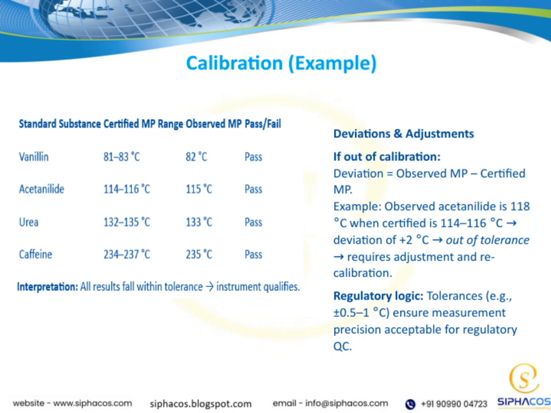Now, the regulatory logic behind this is that tolerances, like plus or minus 0.5 to 1 degree Celsius, are set to ensure our measurements stay within a range that's acceptable for quality control. It's all about maintaining measurement precision and consistency.